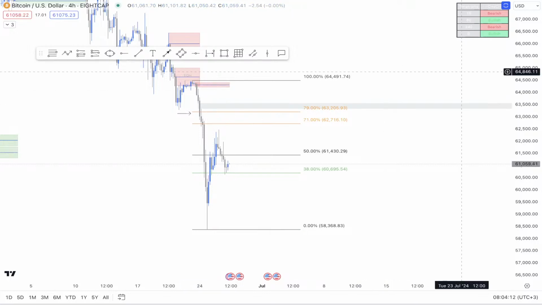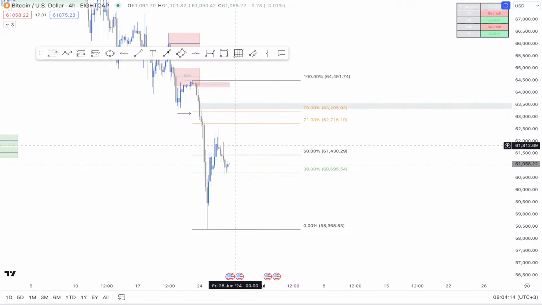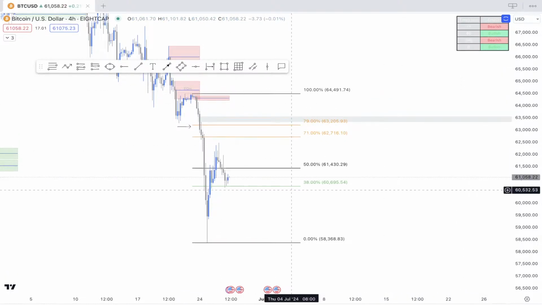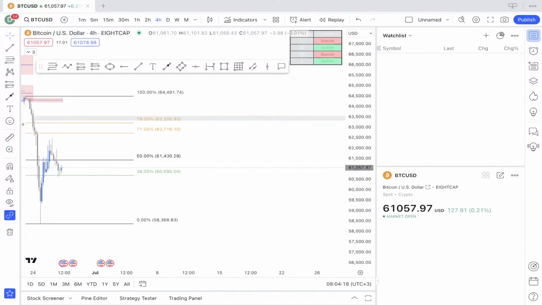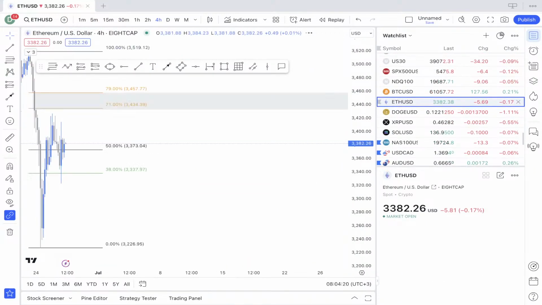The 4-hour is bearish on the trader graph, and the pullback has been very, very corrective as well. So yeah, definitely a good looking setup.